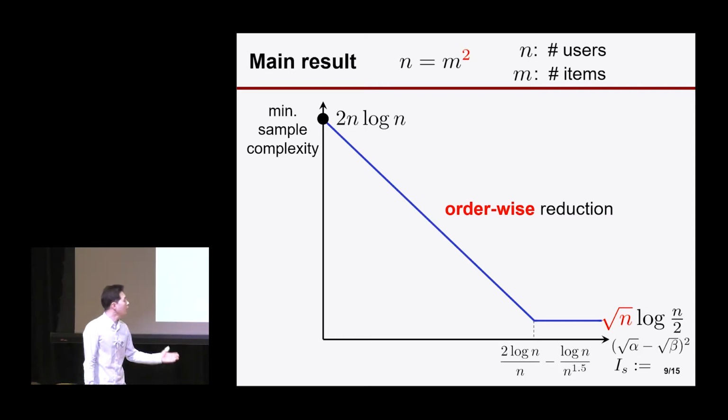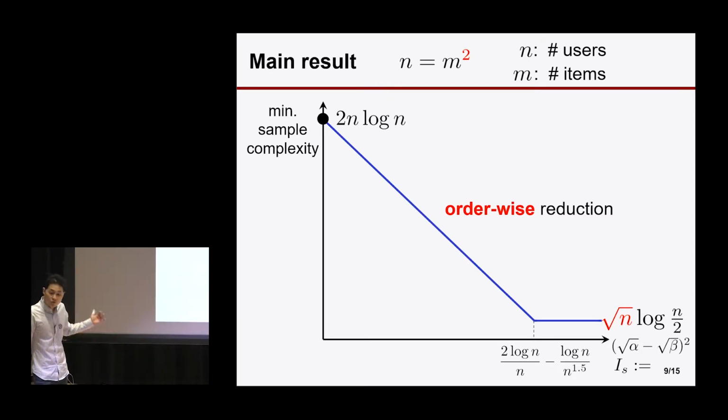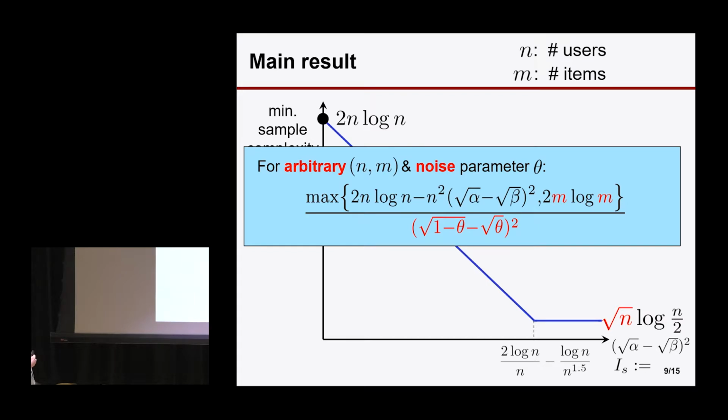So now, as I mentioned before, we have some general result for arbitrary n and m and the noisy case. And here is that general result. Here you can see that some noise effect is reflected in the theta. And also we have some terms including m. So this is the general result, and this is the information theoretic limit. So this is just a sharp threshold. Okay, this is one contribution.